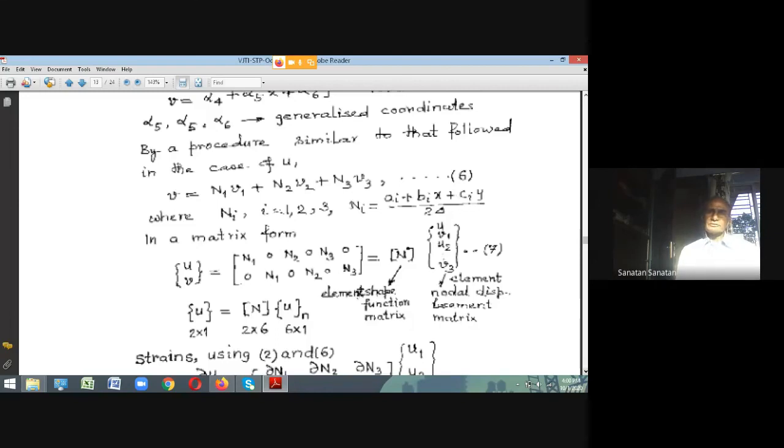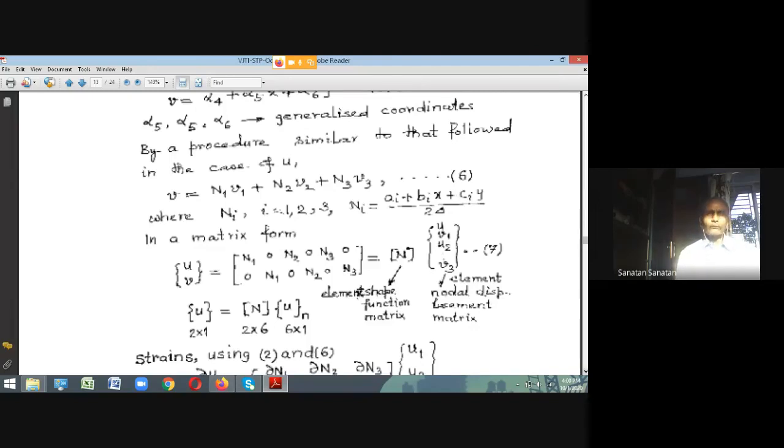Therefore, determination of the whole U surface and V surface of the whole body is equivalent to determining just the displacement at the corner nodes that you have constructed by discretizing. So that's the starting point of the finite element analysis.